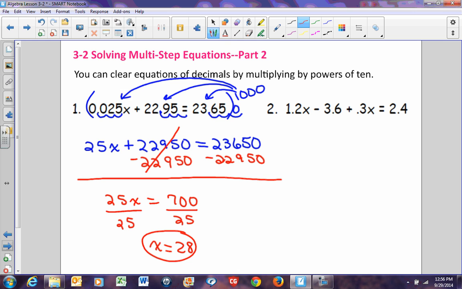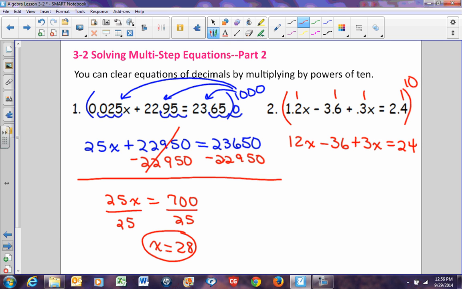This second equation here, if I look at it, all the decimal places are in the tenths. So if I took this entire equation and multiplied it by 10, I would clear all my decimals. 1.2 times 10 is 12. 3.6 times 10 is 36. 0.3 times 10 is 3. And 2.4 times 10 is 24.